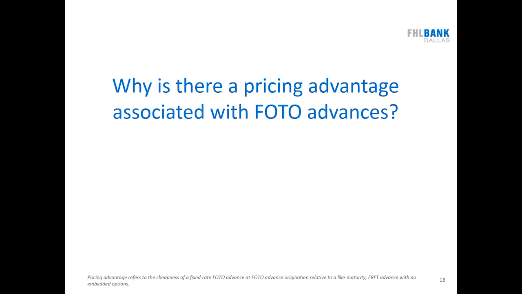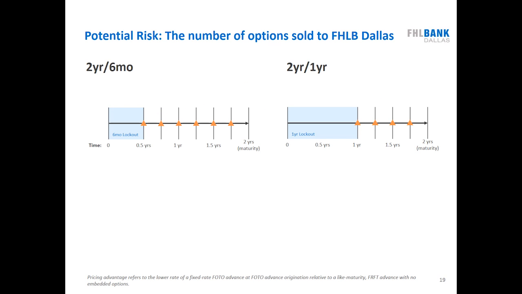Similarly, the member collects a premium in the form of an interest rate reduction for taking on the uncertainty associated with the termination date of a putable advance. The member uses the premium to buy down the rate. A potential risk: the number of options sold to FHLB.